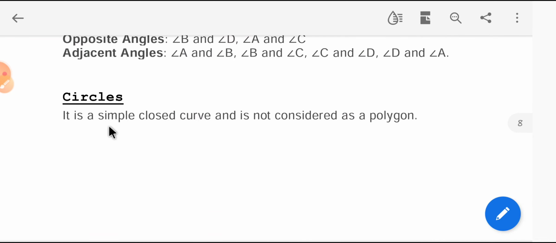The last one is circle. Circle means it is a simple closed curve and it is not considered as a polygon. इसे हम polygon क्यों नहीं बोल रहे हैं? Because the polygon definition is that it is made up of line segments. लेकिन circle line segment से मिलकर नहीं बनता. It is a closed curve.